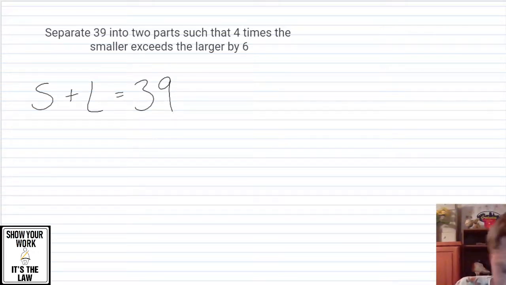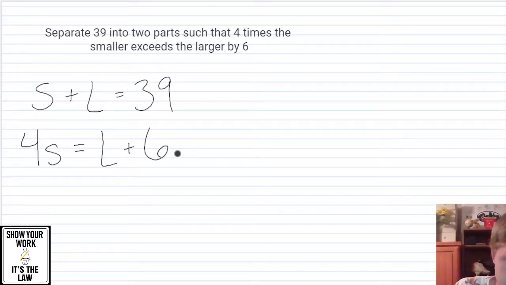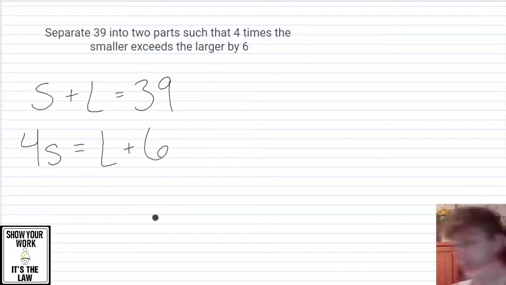Okay, and it says the smaller exceeds the larger by 6, or 4 times the smaller. 4 times the smaller is 6 more than the larger. So the larger plus 6. All right. So now we got ourselves a problem. We got 2 variables and 2 sentences, so we know we can solve.